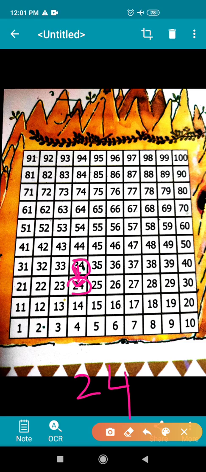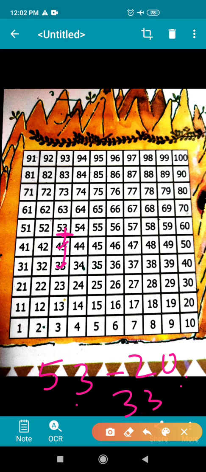Okay. Now one more example. 53 minus 20. 20 means you have to move 2 steps, right? And where you have to move? Move down. Okay, from 53 you have to move 2 steps down. So just find out where 53 is. This is 53, right? 2 steps you have to come down, means first step 43, then 33. So 53 minus 20 will be 33.